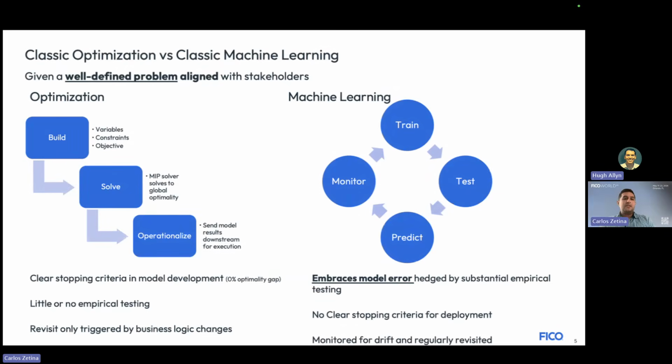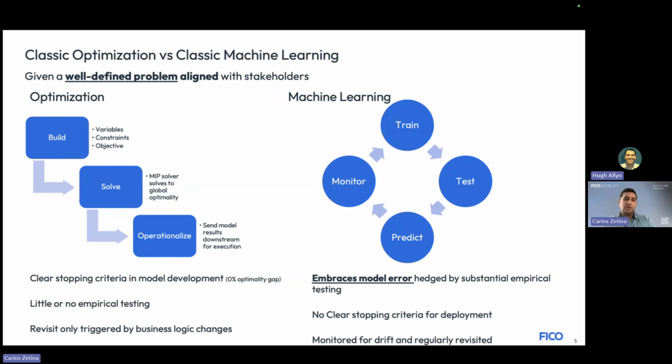Okay, so classic optimization versus classic machine learning. The point from which I'm departing is that there is already a well-defined problem that has been aligned with stakeholders. So we already know it's a problem. We already know how to measure the outcome. What does success look like? And all this problem framing and analytics framing has already been done, and we have decided that either it's going to be optimization or machine learning in these cases.